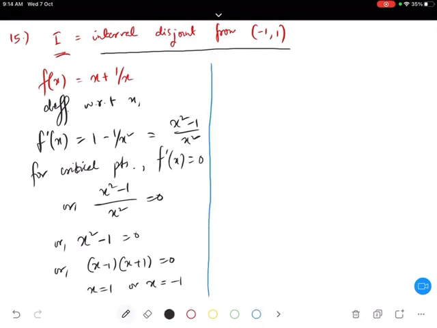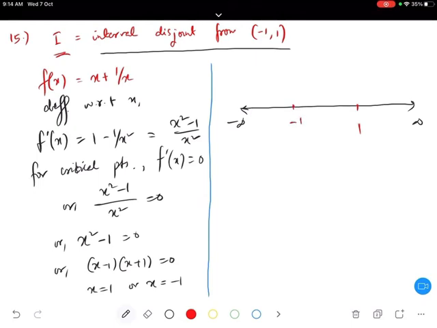Let us draw the number line. So on the number line, we have infinity here, and here we have minus infinity. So the two critical points are 1 and minus 1, right? Let us plot them in here. So I have 1 in here and I have minus 1 in here.